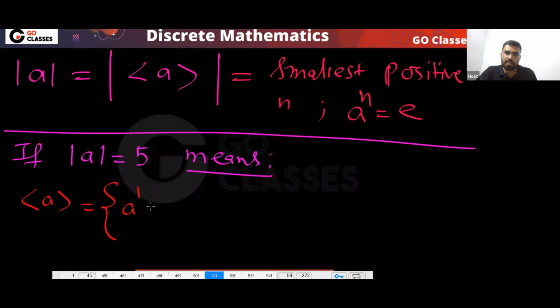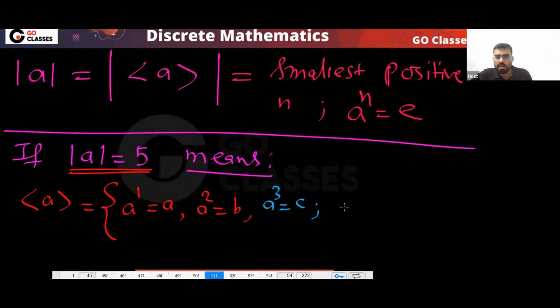A power 1 will be something, A. A power 2 will be something different, some different element. Basically, this means A can generate 5 elements. A can generate a total of 5 elements. So this will be D. And A power 5 will be equal to the identity element. Okay, this is your identity element.